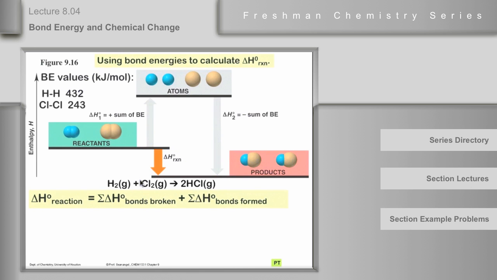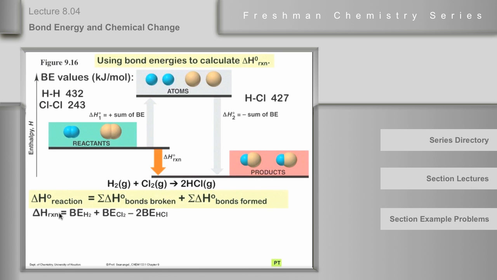Okay, let me turn that off. The bond energy value for H2 is 432 kilojoules per mole. For dichlorine it is 243 kilojoules per mole. Everybody see that okay? Then for HCl, it's 427 kilojoules per mole. So now we have everything we need to do the calculation, and you'll get to do some of these in the homework for this chapter and very likely in other places as well.